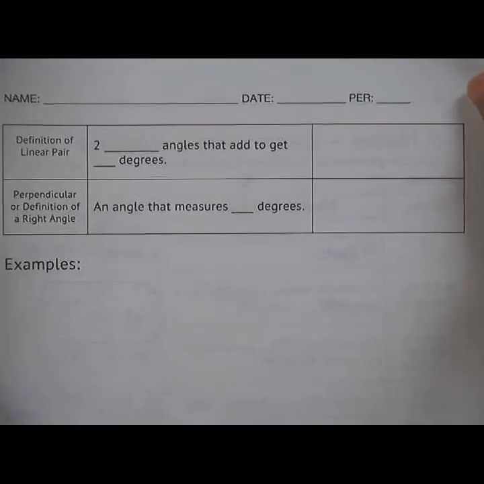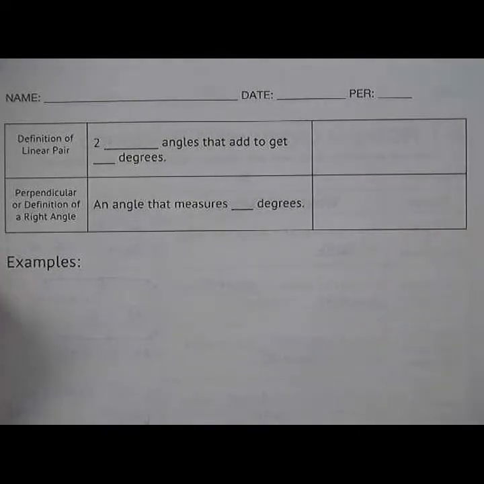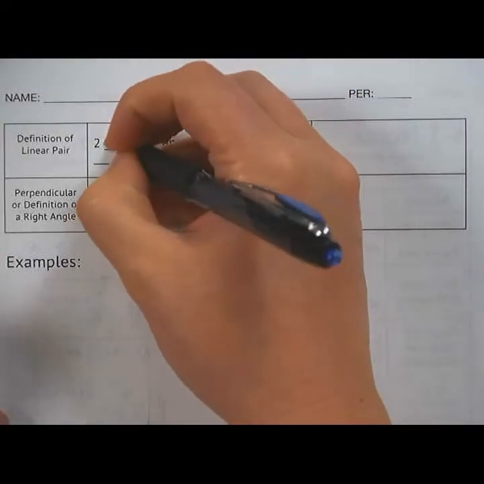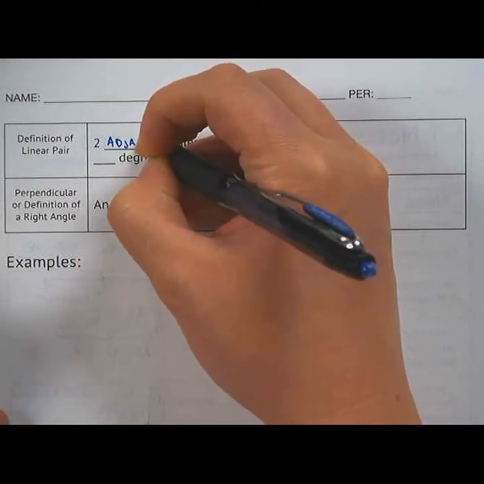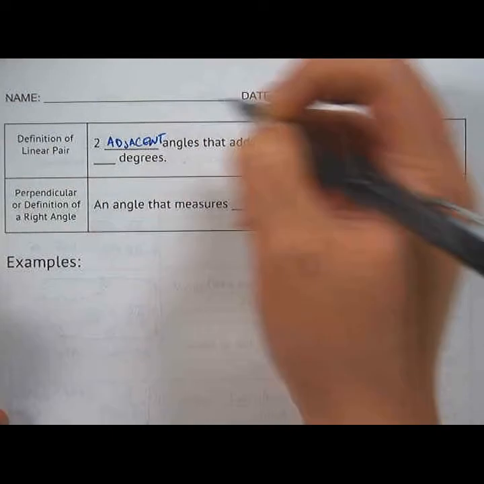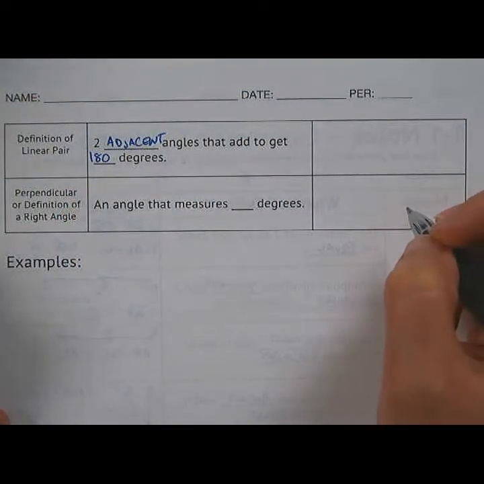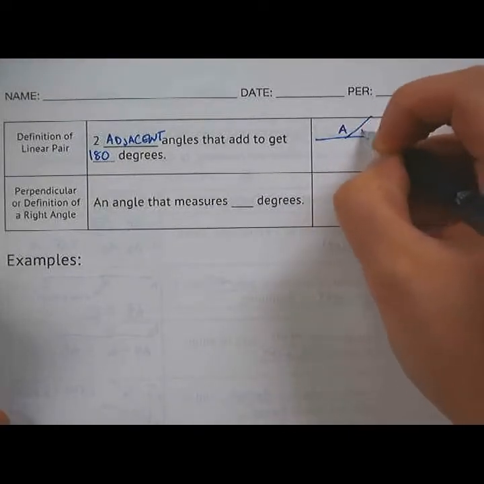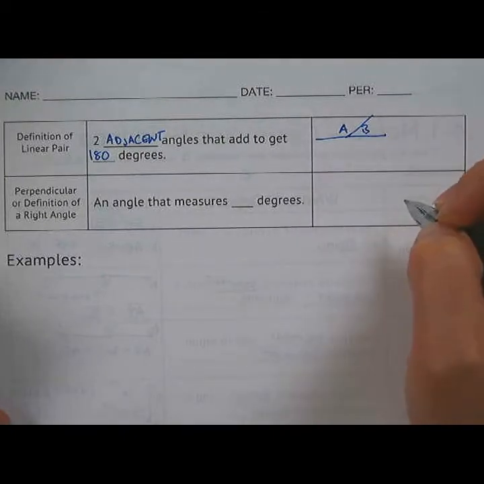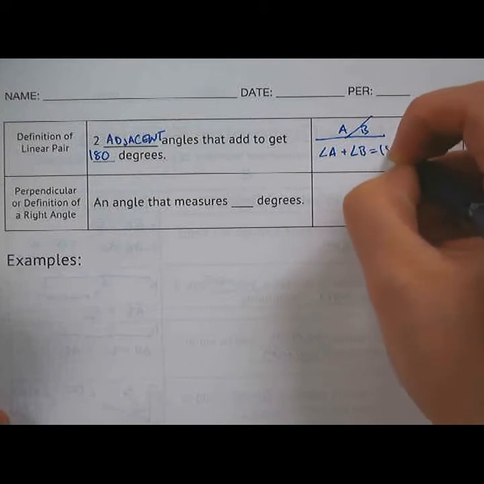On the back, we've got two more definitions here. First one is the definition of a linear pair. So a linear pair is just like supplementary, except those angles have to be adjacent. So we have two adjacent angles that add to get 180 degrees. Same kind of thing. Your angles are adjacent, and what we're going to be using that mostly for is to say angle A plus angle B equals 180.